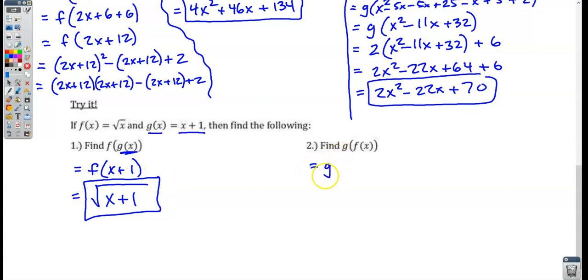Over here, we're going to replace f of x first. And then we're going to put the square root of x into g in place of the x. And so that becomes the square root of x plus 1. Here the plus 1 is outside of the radical. Here the plus 1 is inside of the radical. All right.